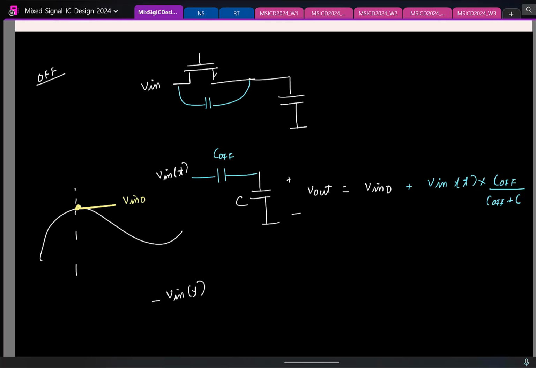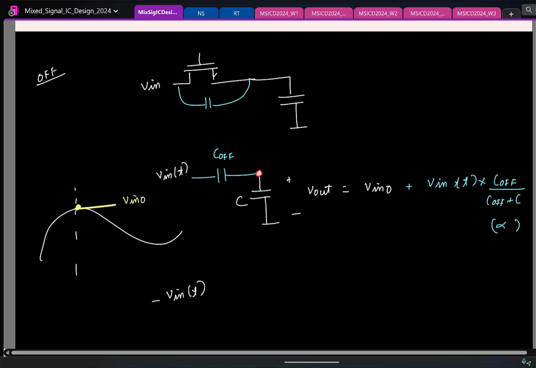Let's call this some alpha. Now I don't want to have this term at all. When I take this voltage, I should not see this. What can I do? I'm saying that I also have minus V in of t.